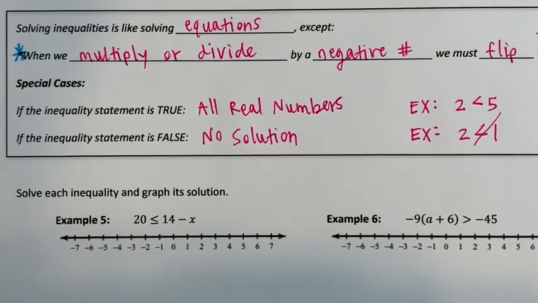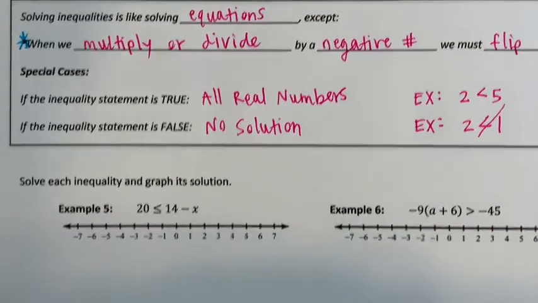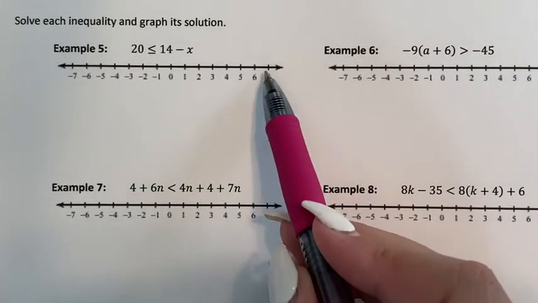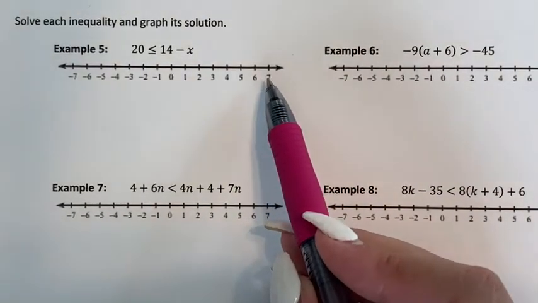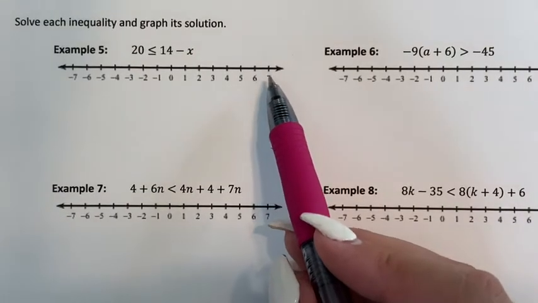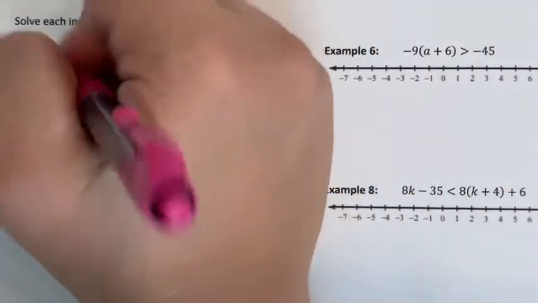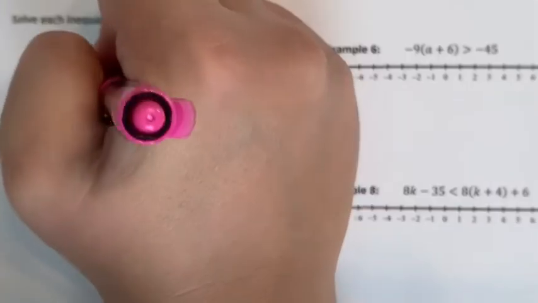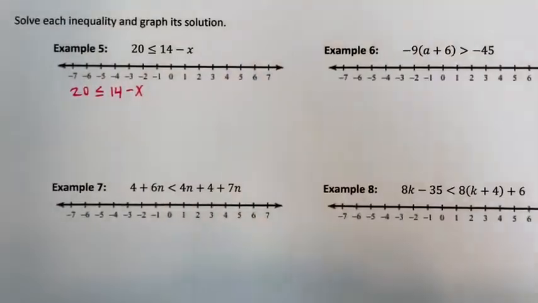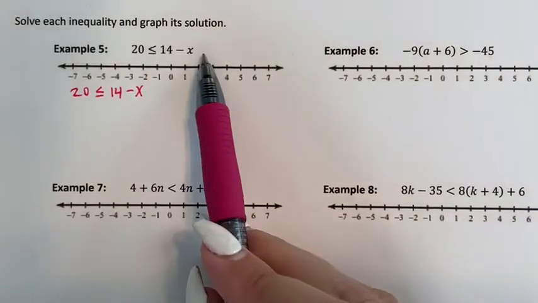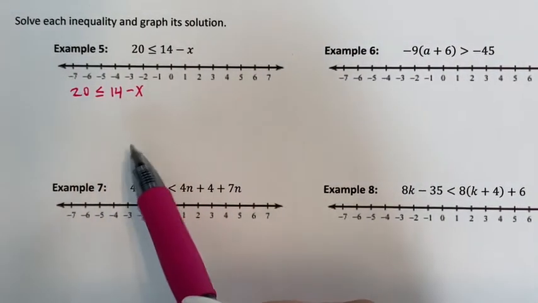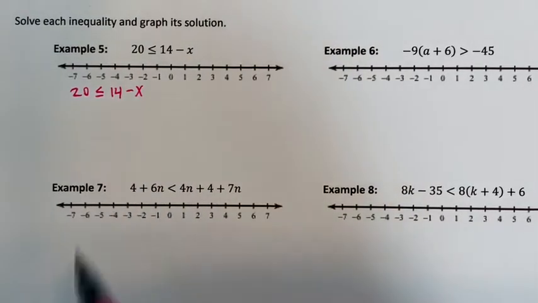All right, let's jump into some examples. It says to solve each inequality and graph its solution. You do have the number line here to graph, but that's the last thing we have to do. First we have to find the solution. I'm going to rewrite these pretty small. So I have 20 less than or equal to 14 minus x. I'm rewriting the long inequality statement, and now this is where I can solve it before I graph it.